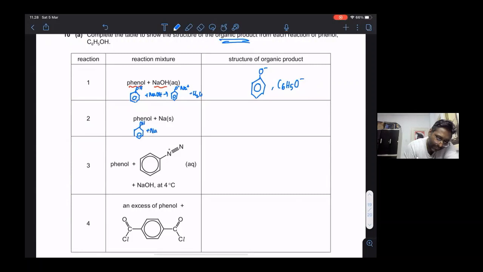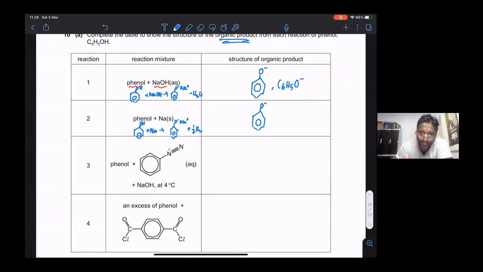They are going to give you sodium phenoxide, and then they are going to give you half H2, hydrogen gas is given. So here, similar, you draw O minus. If you want to include Na plus also can. Still can. I didn't include.